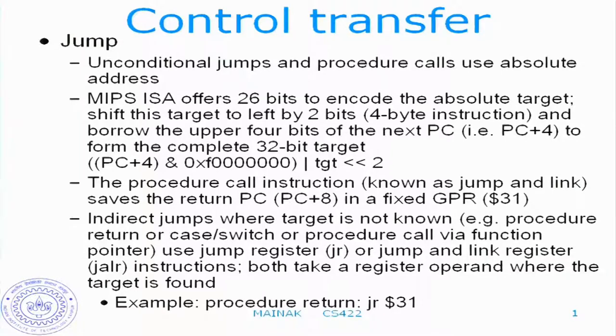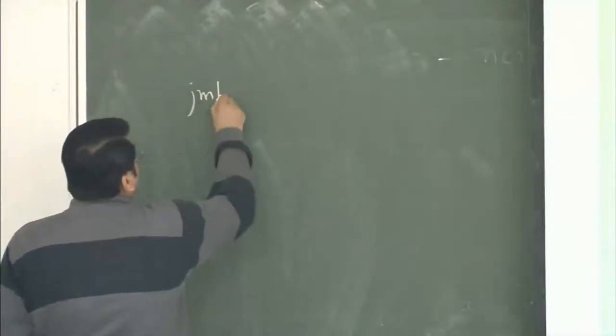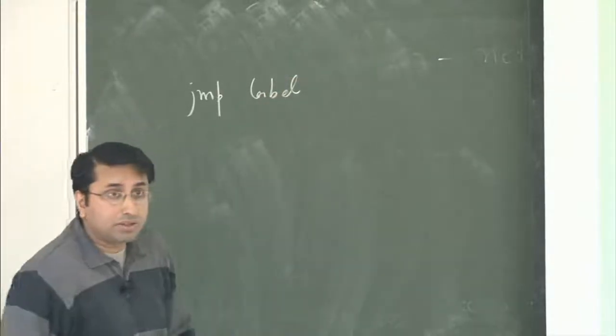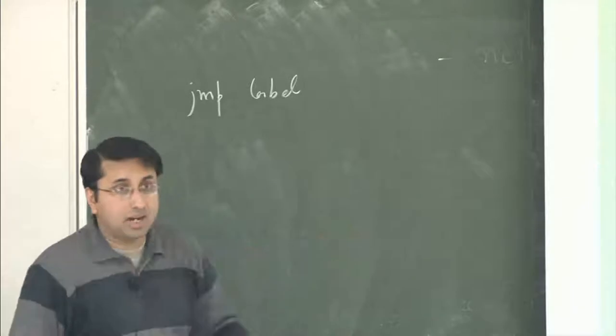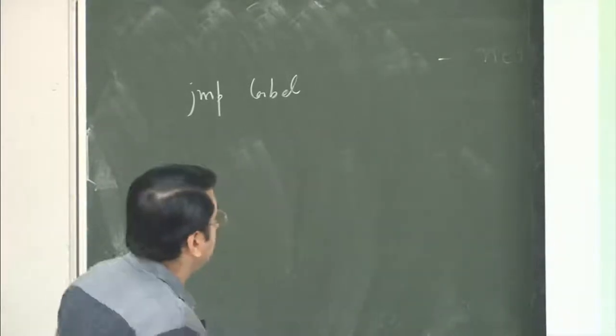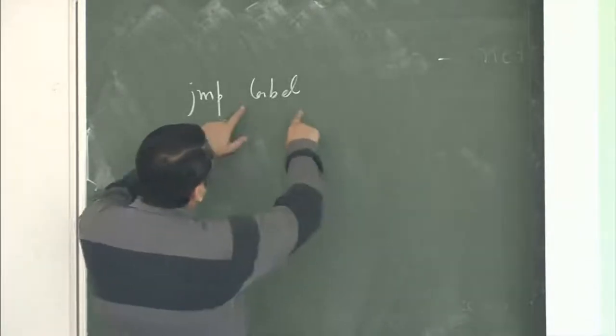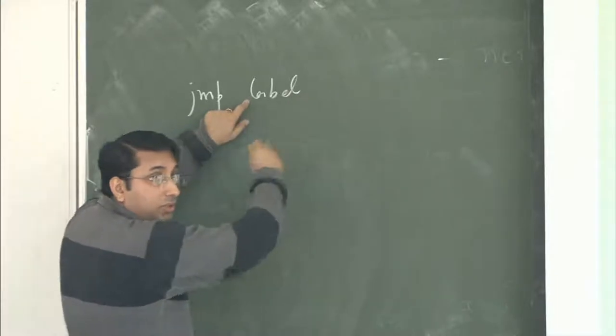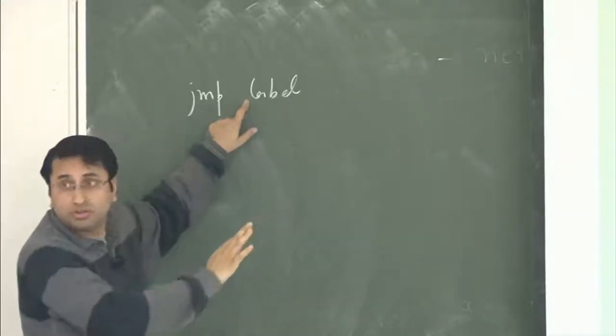So essentially, when you're specifying a branch target, there is no meaning of including those two bits, because they are implicitly zero. What you do is, you specify 26 bits, which can give you a 28-bit target, by shifting in zeros, and borrow the upper 4 bits of the next PC, that is PC plus 4, to form the complete 32-bit target. Suppose at a particular PC we have a jump instruction. It says jump to some label. If this label is known at compile time, that's what we're talking about here, unconditional valid jumps, the compiler will take the label and shift out the lower 2 bits, because the lower 2 bits are always zero for any legitimate program counter.